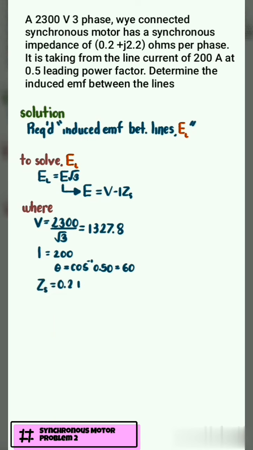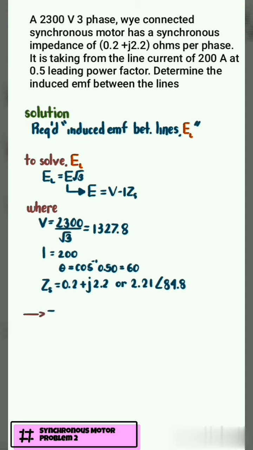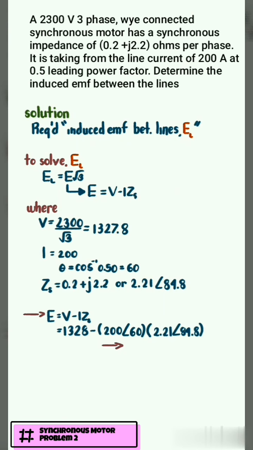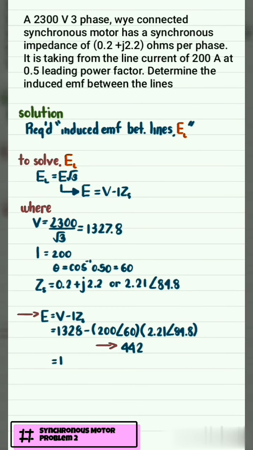Then the synchronous impedance of 0.2 plus J 2.2, transforming it to polar form of 2.21, angle of 84.8. Substituting all the given values to the formula, we have 1,328 minus 200 with the angle of 60 times 2.21, angle of 84.8. So we have the voltage drop of 442, angle of 144.8.